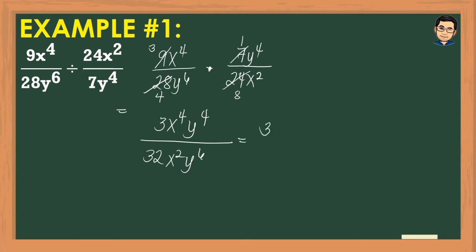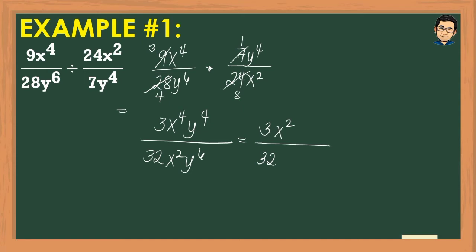So, x to the 4th power over x squared, that is x squared, di ba? Susulat natin 32, and then x to the 4th power over x squared, that is x squared. 4 minus 2, that is 2. Since positive naman yung sagot, retain siya sa numerator.